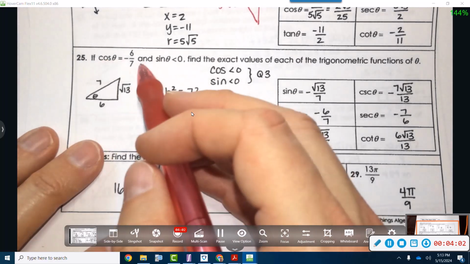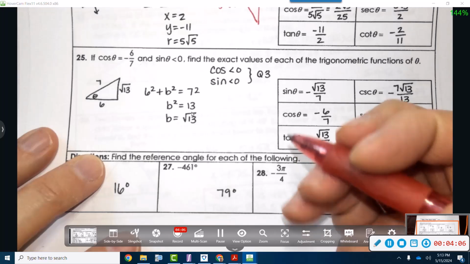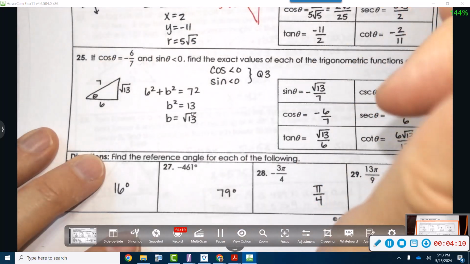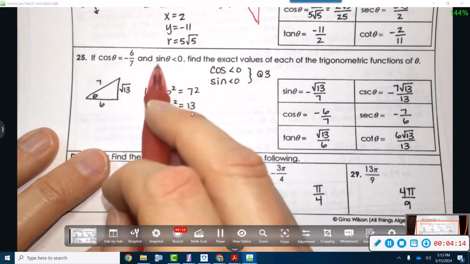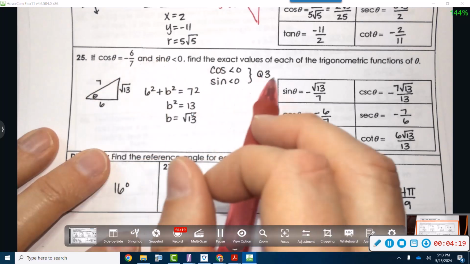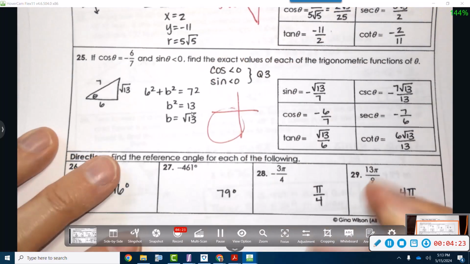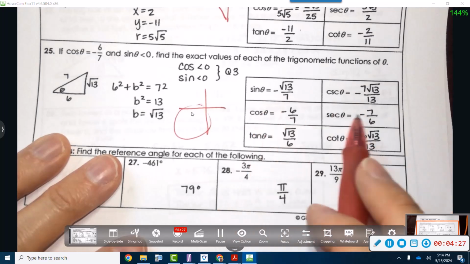Looks like where cosine is -6 over 7. So that puts us in, let's see. Oh, it does say that the negative value is on cosine, and sine is also negative. So where are they both negative? They're both negative in quadrant 3. Okay, so we are over in this region right here. So this means that the sines are going to be negative and the cosines are going to be negative.